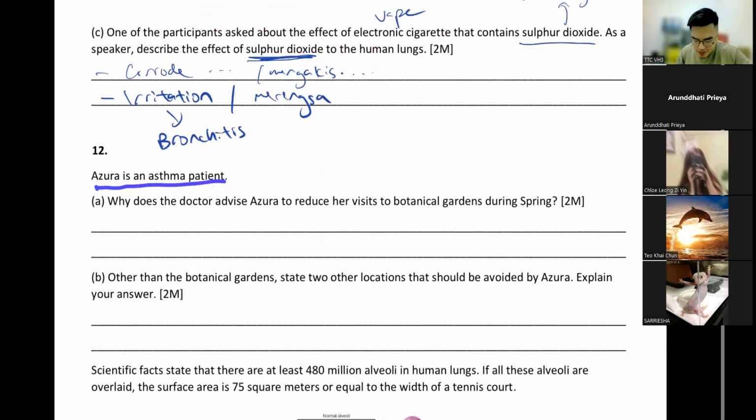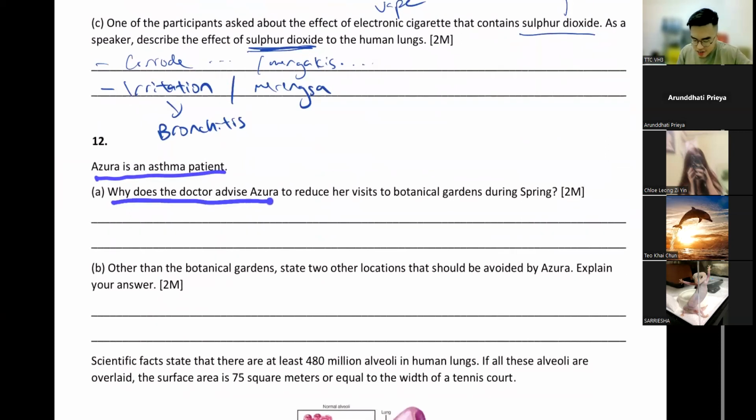Azura is an asthma patient. Why does the doctor advise Azura to reduce her visits to gardens during spring? Oh, this is a very good question. Why should you not go to gardens during spring? Because the garden will be full of, yes, pollen. Very good. Pollen, the bunga. So what will pollen do? Okay, so what?